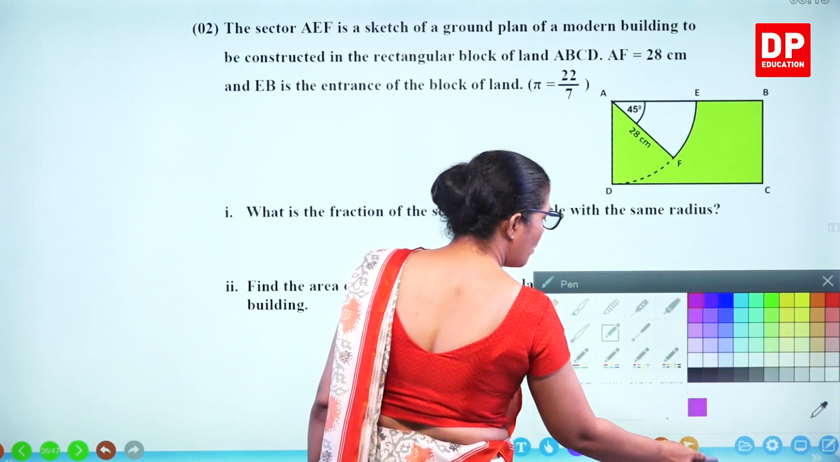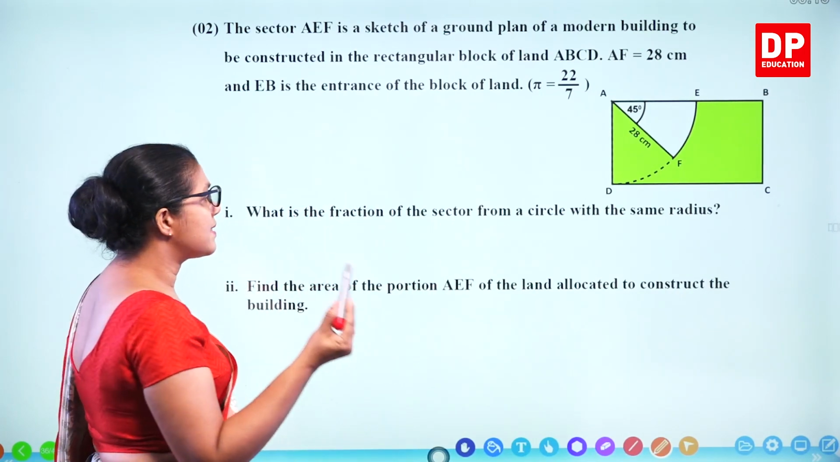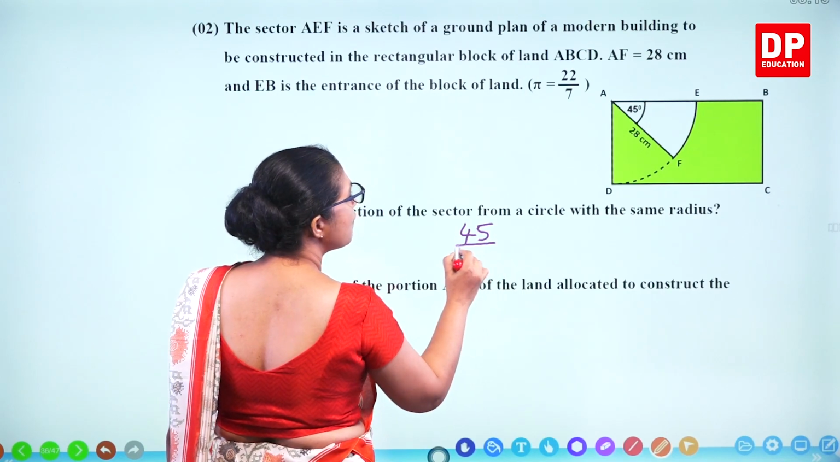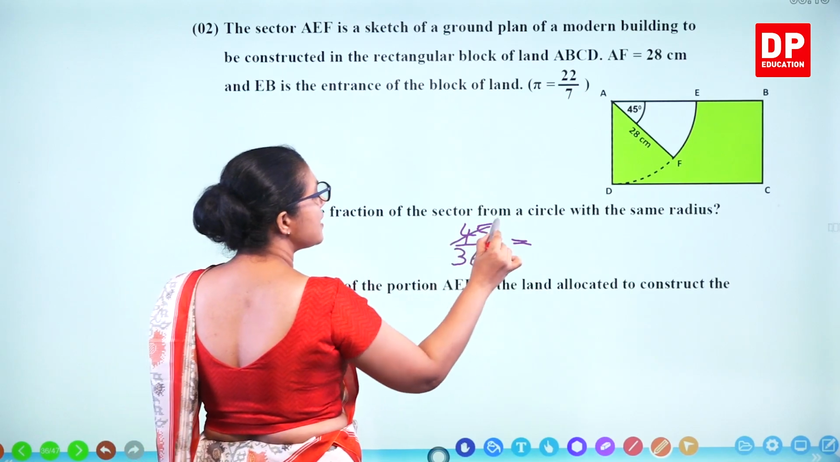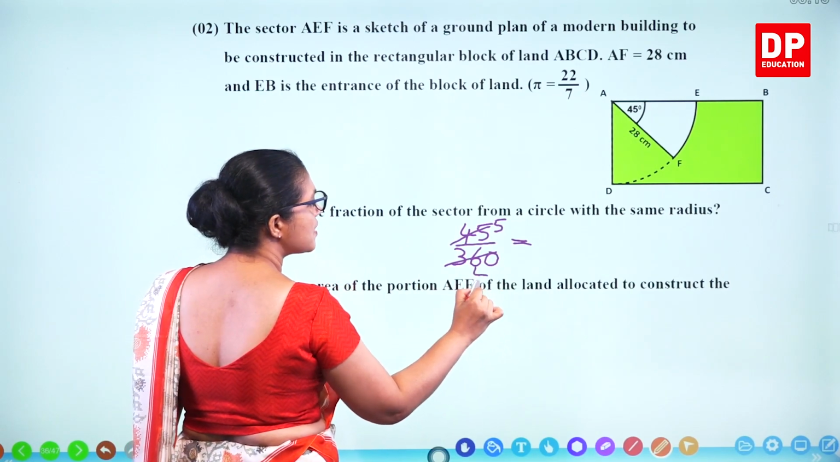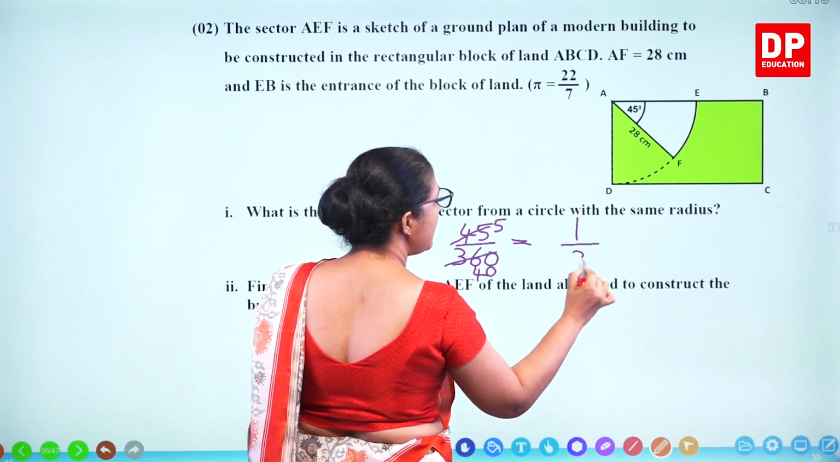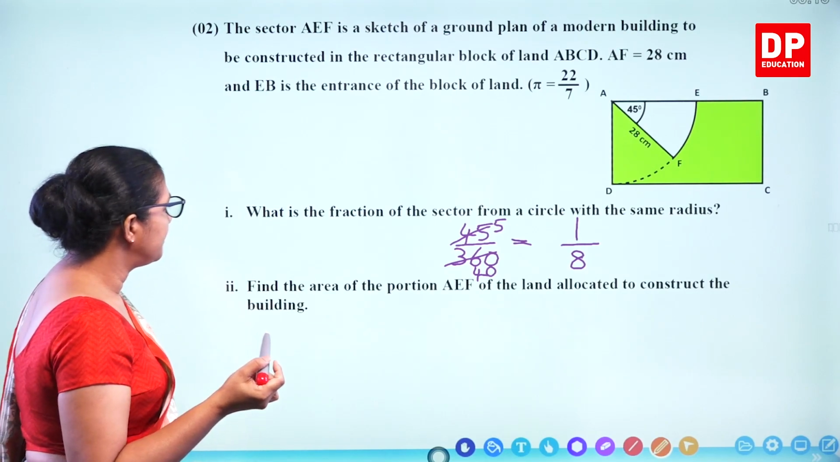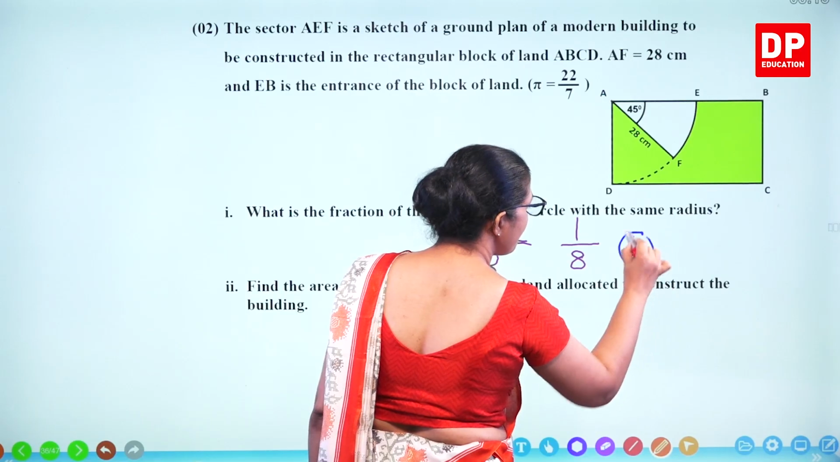So we know angle is 45. If it's a full circle, that's 360. So what's the fraction? 45/360. 9 times 5, 9 times 40. Again, divide by 5, 1 and 8. That's 1/8 of a circle. So you can get 1 mark there.